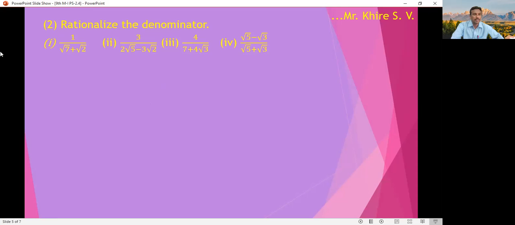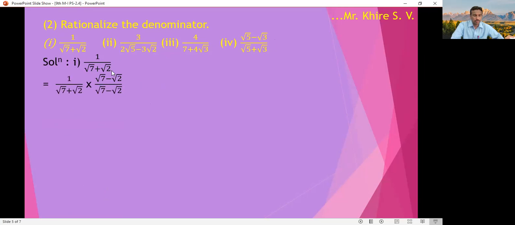Let's see. First example, 1 upon root 7 plus root 2. Second, 3 upon root 5 minus 3 root 2. Third is 4 upon 7 plus 4 root 3. And fourth is root 5 minus root 3 upon root 5 plus root 3. Examples are given. The solution for the first example is 1 upon root 7 plus root 2.